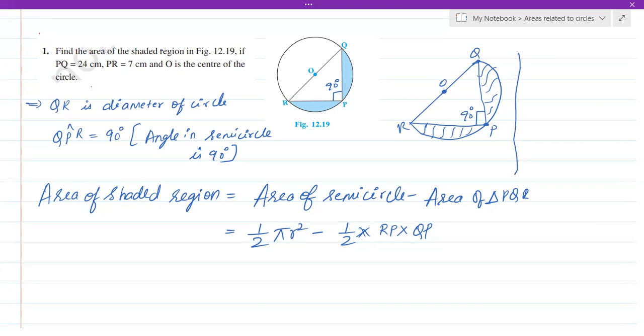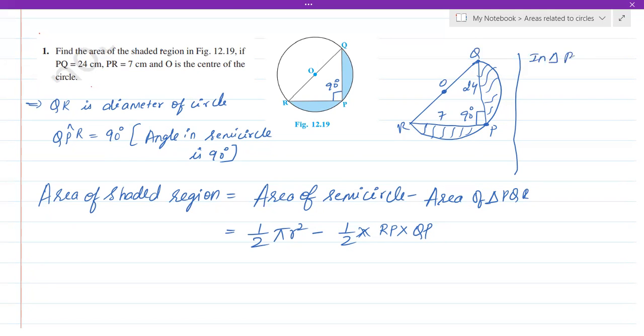Now remember, QR is the diameter, right? Now PQ, PR and QR, these are the three sides of the right angle triangle. So in that we know the two sides: QP is 24 centimeter and this is 7 centimeter. So using Pythagoras theorem, we can find it.